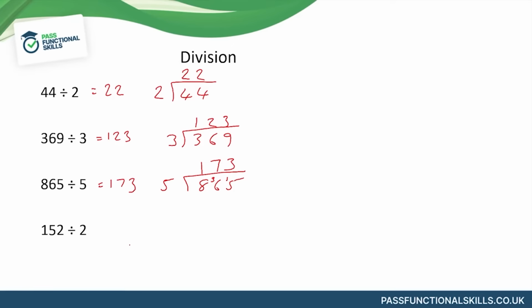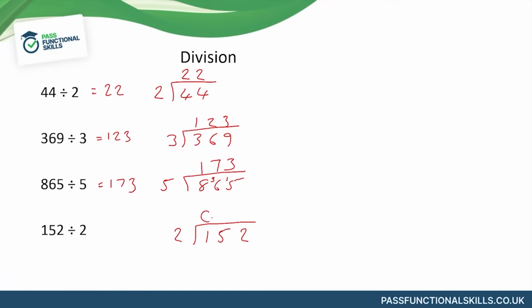Now this final example, something ever so slightly different happens with this one as well. And the reason why is because we have a number at the start that is less than 2. So we're dividing 152 by 2. So 1 divided by 2. Now a lot of people make the mistake of writing 2 up here, but that is 2 divided by 1. We want to do 1 divided by 2. Well, how many 2s go into 1? Well, the answer is none.